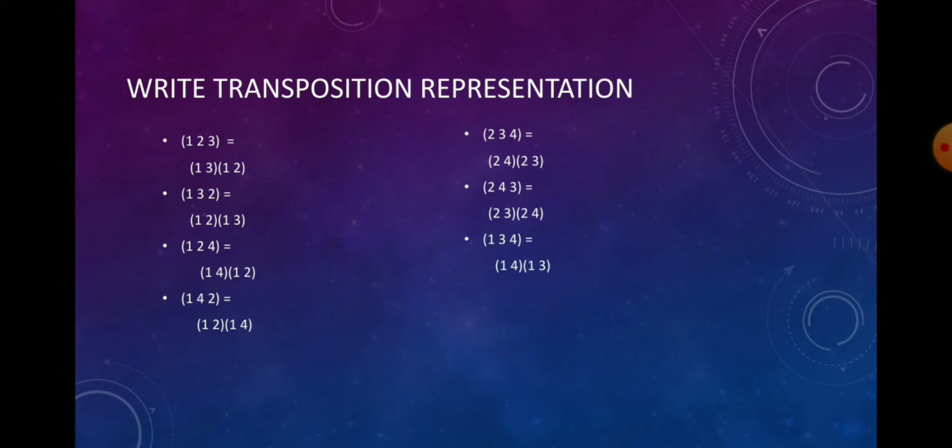The last 3-cycle is (1 4 3). Guess what should be your answer? Yes, according to our method, we will have the transposition representation as (1 3)(1 4). These are nothing but all of the 3-cycles that we have inside the group S4, and we note that each of them requires an even number of transpositions to represent it.